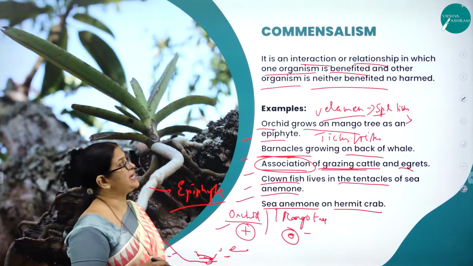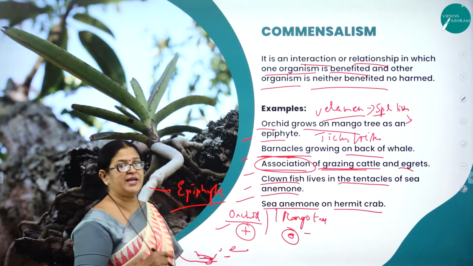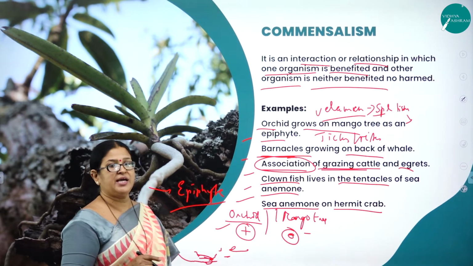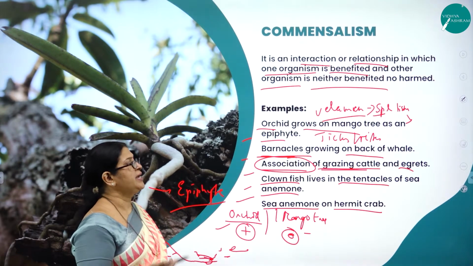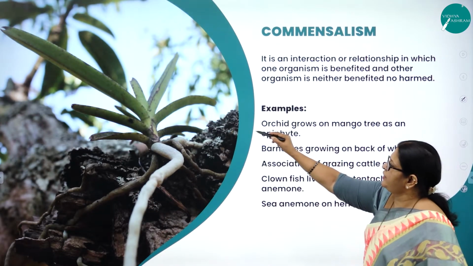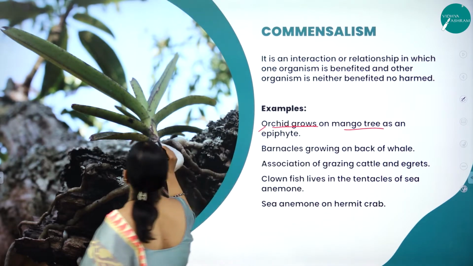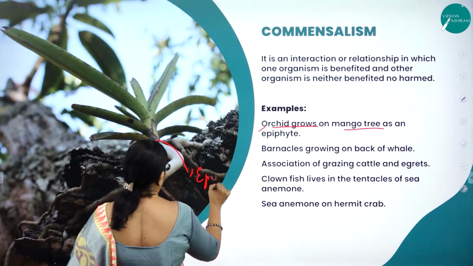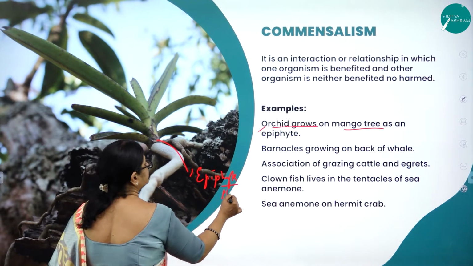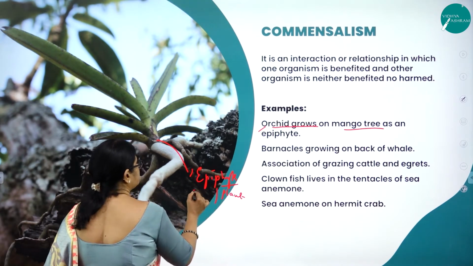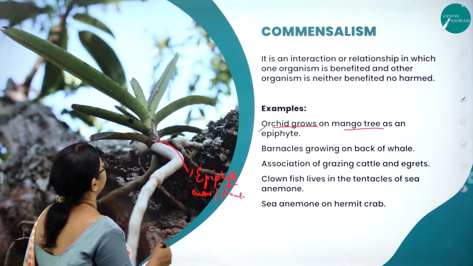So what is commensalism? It's an interaction or relationship in which one organism is benefited and the other organism is neither benefited nor harmed. One example is what? Orchid grows on the mango tree. Here you can see this orchid. It's an epiphyte. Epi means what? Outside. Phyte means what? Plant. So it is found outside the body of the other plant.